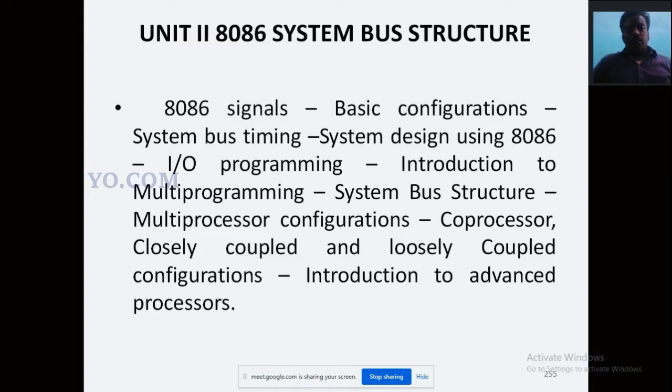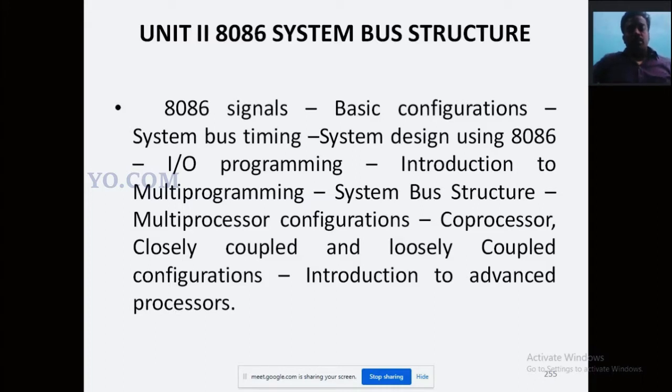In Unit 2, we are going to see the system bus structure. In this unit, we are going to study a lot about the system bus and how to communicate with the CPU bus, IO programming, and multi-programming, then the system bus structure, then multiprocessor configurations. The multiprocessor configuration is the second part of this second unit.